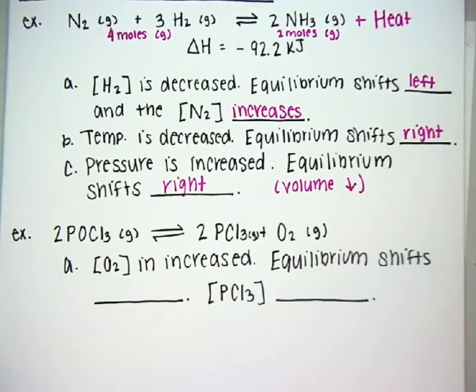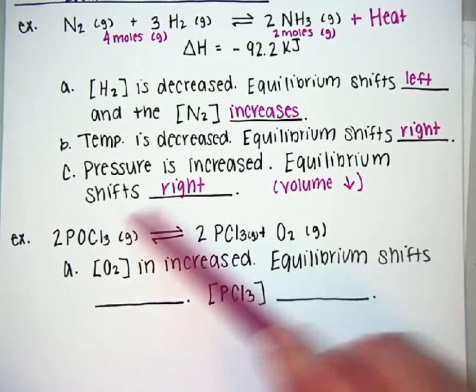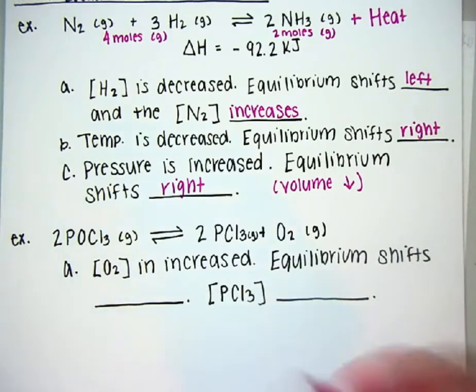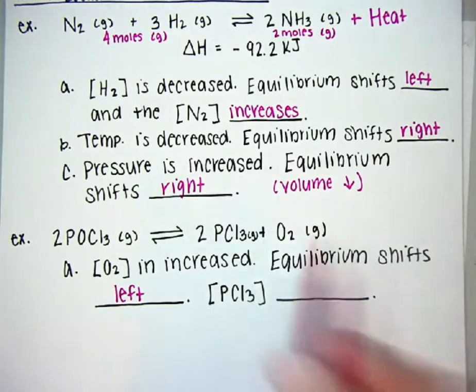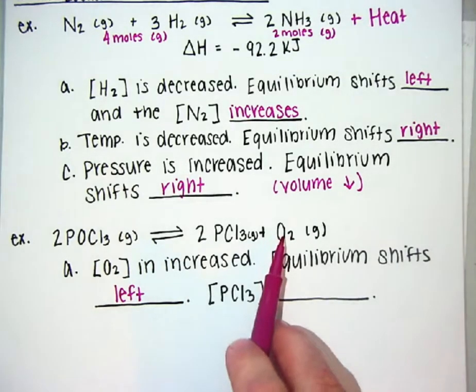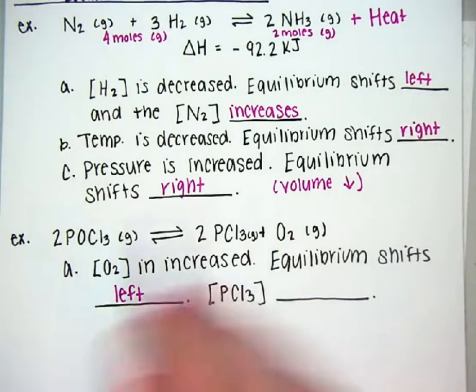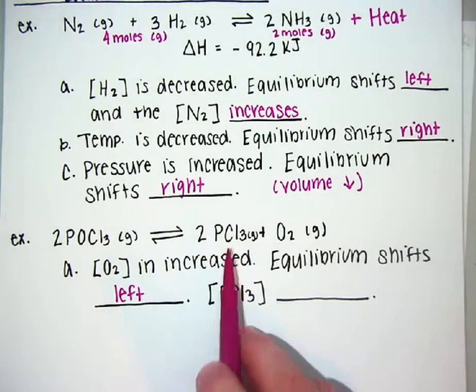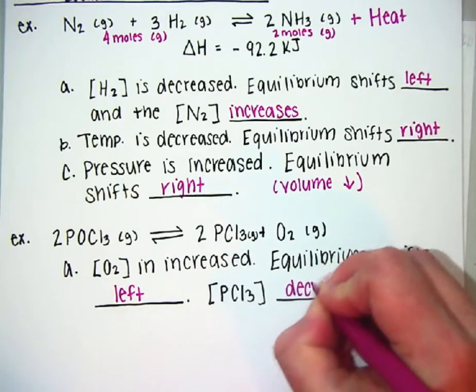If I increase the concentration of oxygen, the way that I restore equilibrium is by using oxygen up. Well, to use oxygen up, it has to shift to the left. We could also use our saying, if you add, it goes away. Oxygen is on the right-hand side. If I add more oxygen, it goes away, it shifts to the left. Well, as this reaction shifts to the left, I am using up oxygen, but I'm also using up phosphorus trichloride, so its concentration decreases.